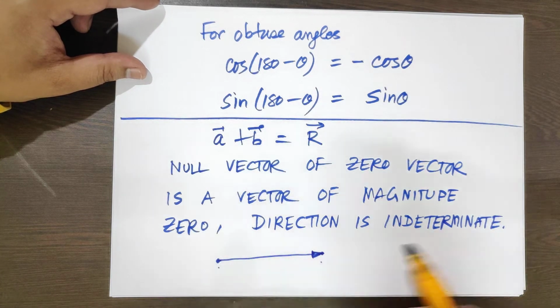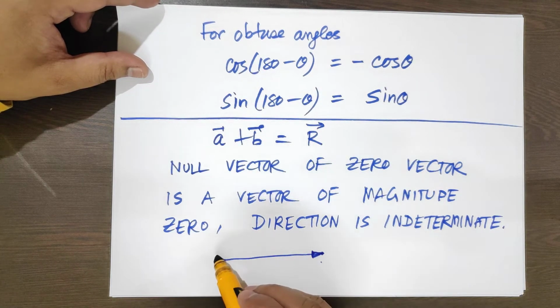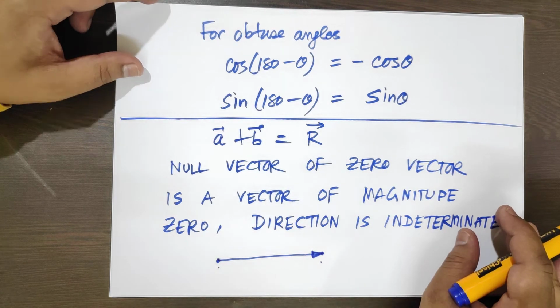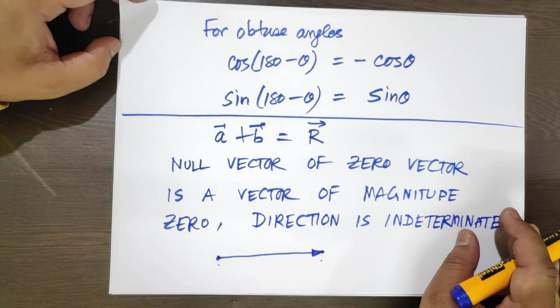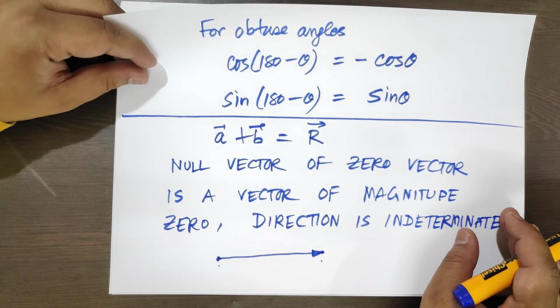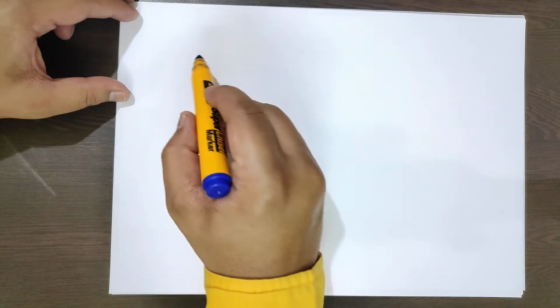Now if a vector has magnitude 0, then obviously, where am I going from? I am not going. So which direction are you not going? The question itself doesn't make sense. Okay, so how do you get a null vector?